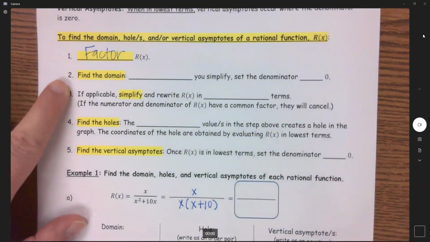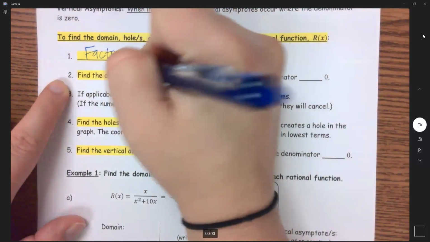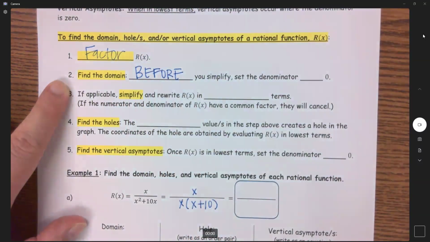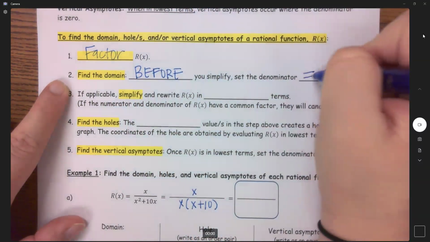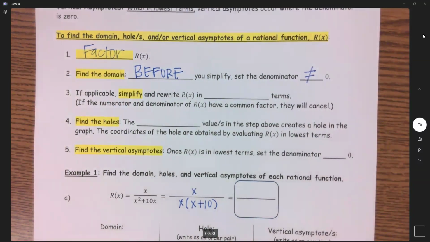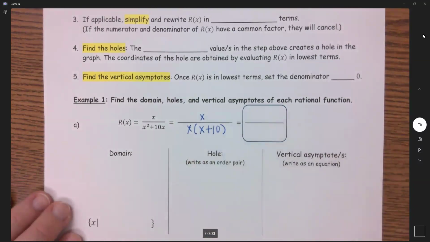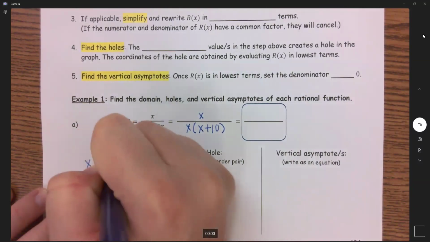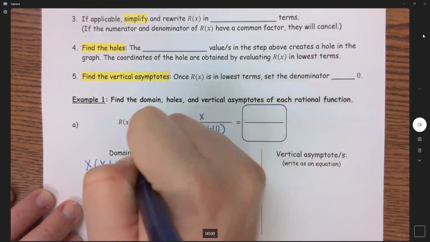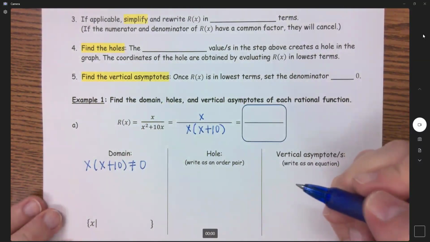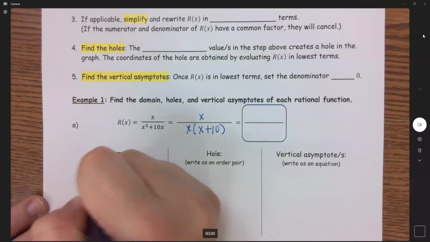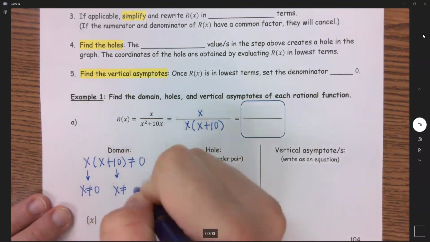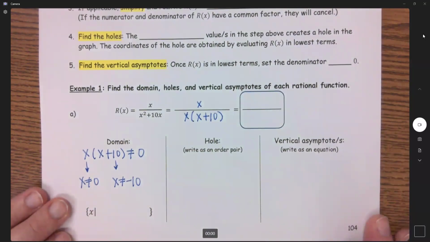Okay, number 2 says find the domain. I'm going to put this in all caps: before you simplify, set the denominator to not equal 0. So I'm going to take my denominator here. We have x times x plus 10, and I'm going to set that to not equal 0. So my first answer is simply that x cannot equal 0. My second answer is that x cannot equal negative 10.